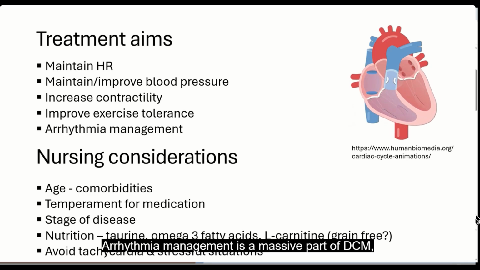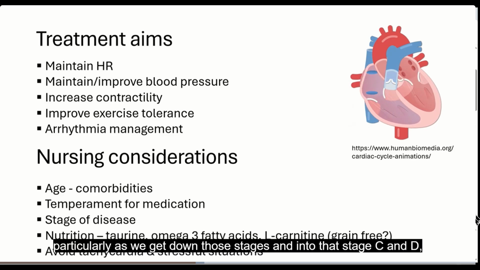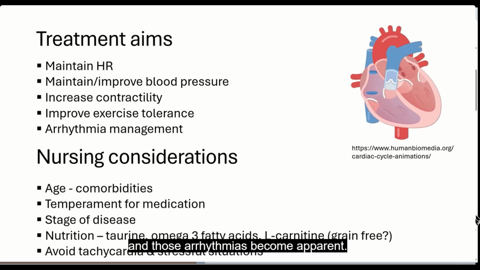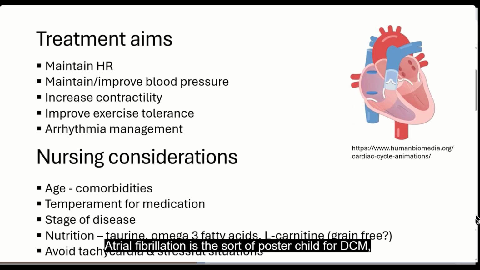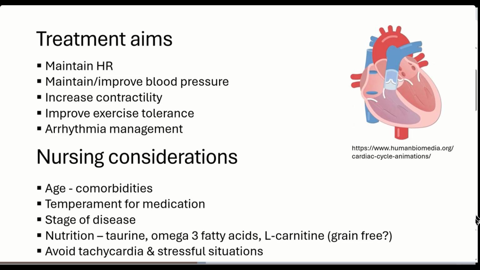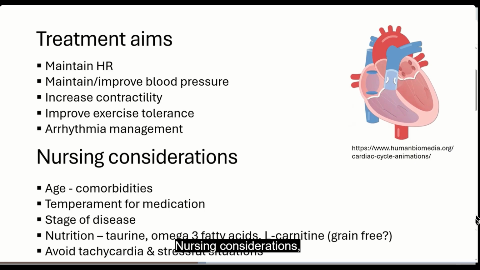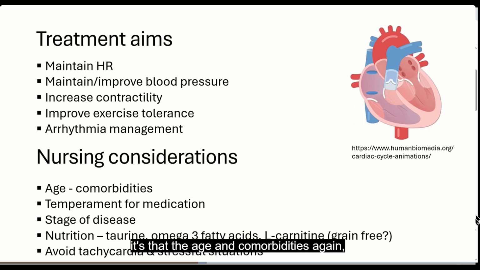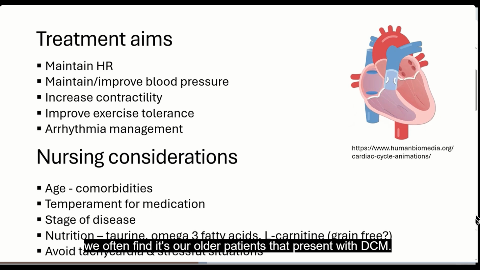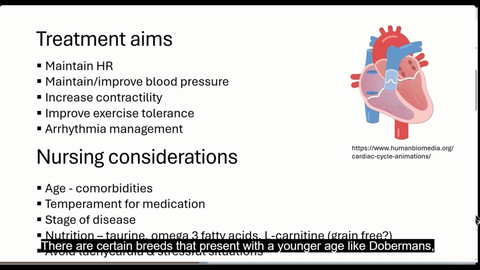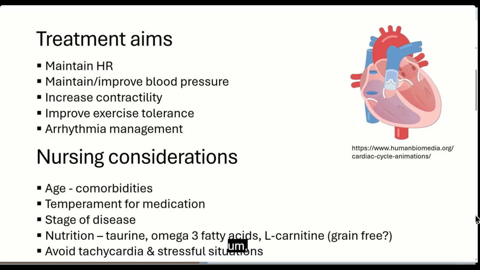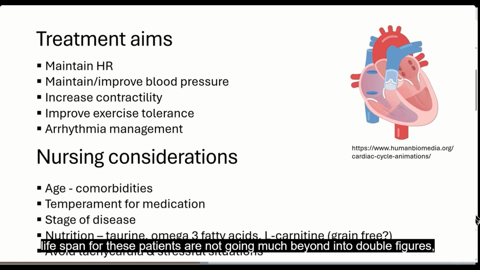Arrhythmia management is a massive part of DCM, particularly as we get down those stages and into that stage C and D, and those arrhythmias become apparent. Atrial fibrillation is the sort of poster child for DCM, but we can also have ventricular arrhythmias as well. Nursing considerations, it's the age and comorbidities. Again, we often find it's our older patients that present with DCM. There are certain breeds that present at a younger age, like Dobermans, but they are a large breed again. So lifespan for these patients is not going much beyond into double figures, is it?